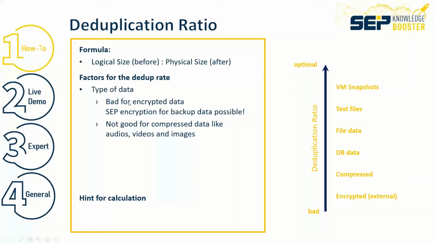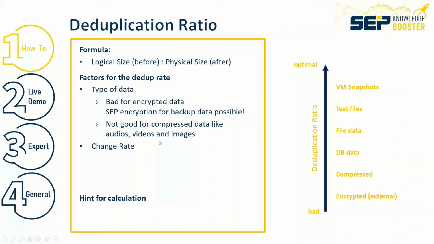with always the same operating system, you can have very good deduplication ratios. But you need to know that encrypted data cannot be deduplicated, but you can use the SEP encryption to encrypt your backup data. That's still possible. Don't mix it up. Yeah? Don't mix these two different topics up. No deduplication for encrypted data, but it's possible to use encryption for the deduplicated data. So after deduplication, you can encrypt it. Yeah, and it's not good for compressed data like audio, video, and images, as I've told you.